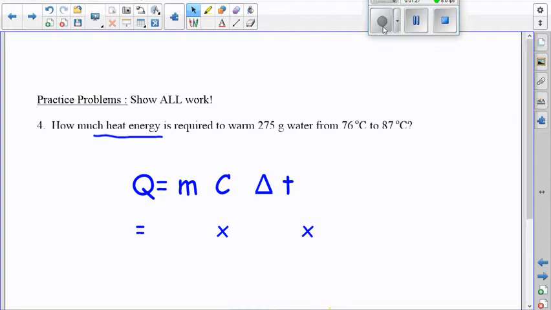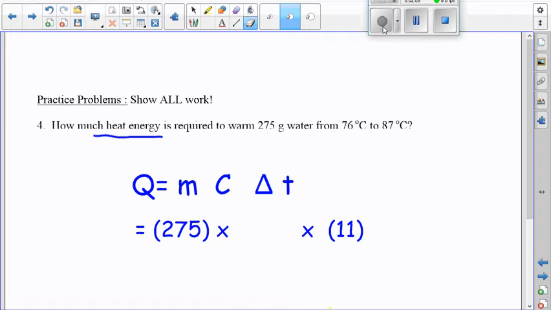If I'm breaking this down, my M, my mass, is 275. For my delta T, do I use 76 or 87? Which one of these temperatures do I use? There's 2 of them. Whatever should I use for my delta T? It's 11: 87 minus 76. You're using 11 for your delta T. Every now and then someone's going to try to sneak a 76 or an 87 in there. Watch out. It's the difference, the change in temperature.